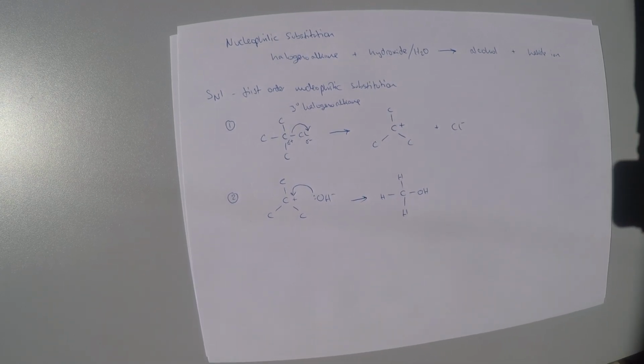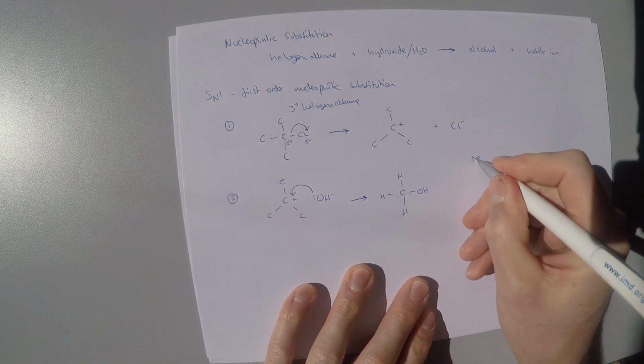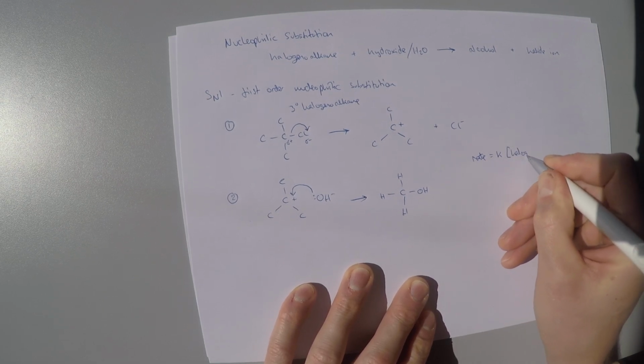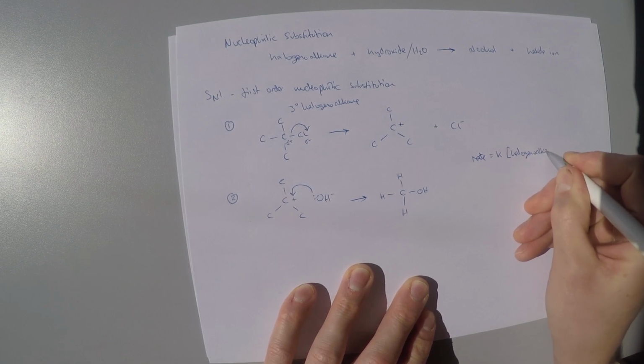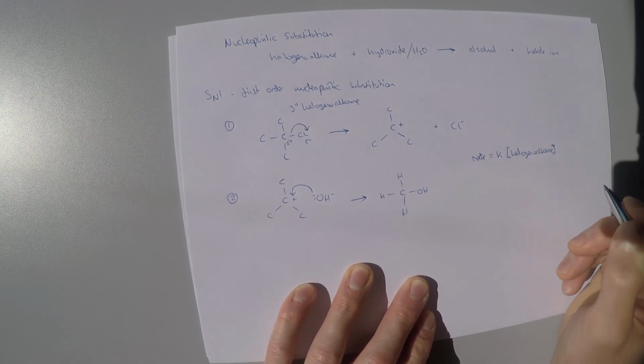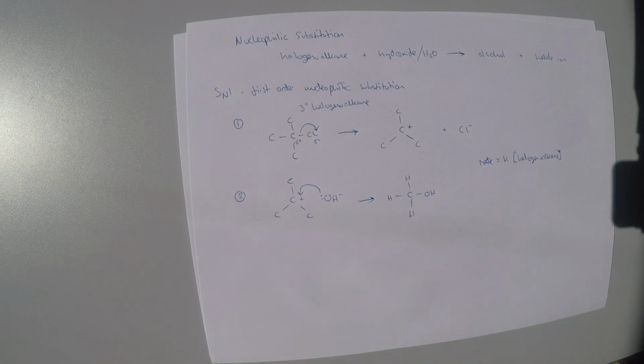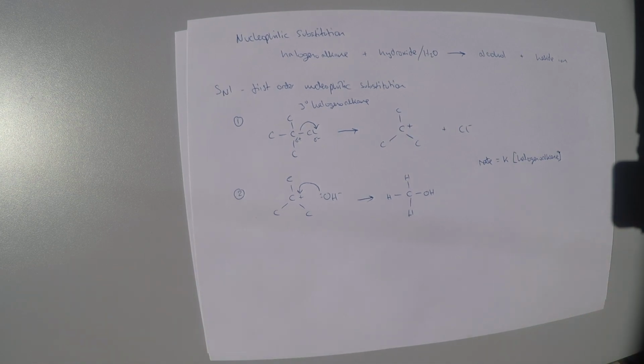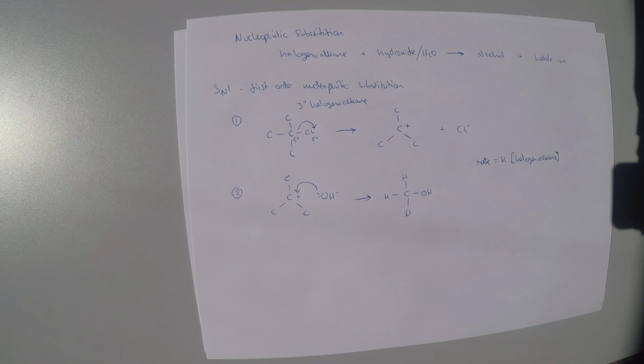This second step is a fast step, it's not rate limiting, and therefore the only substance whose concentration is going to be affecting the rate of the reaction is our halogenoalkane. So the rate of this process is determined by the concentration of the halogenoalkane. The concentration of the nucleophile plays no role. So that's first order nucleophilic substitution. It's a two-step process. It's a relatively fast process.